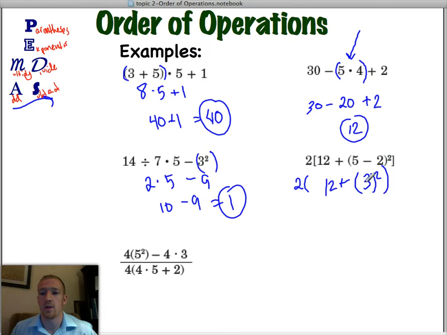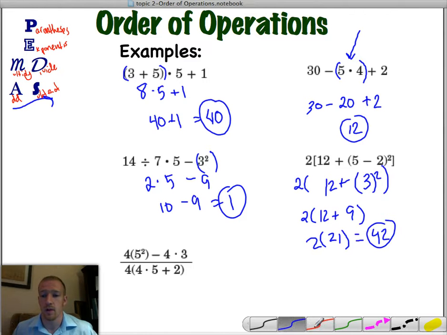So 5 minus 2 is 3, and I kept the squared, the 12 plus, the 2 times, whatever. So 3 squared is 9, so I have 2 times 12 plus 9. Now you may feel like you don't have to rewrite everything every time, but trust me, it's going to definitely make a difference later when we do more complicated stuff. 12 plus 9 is 21, and 2 times 21 is 42.